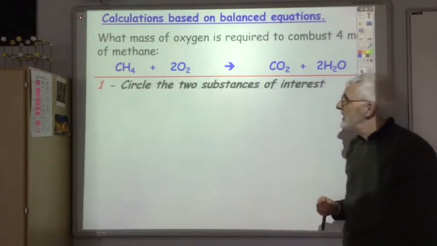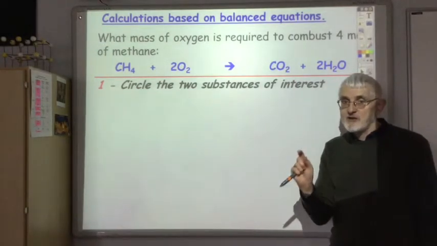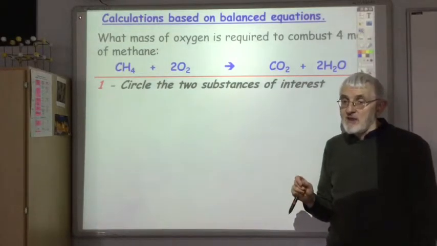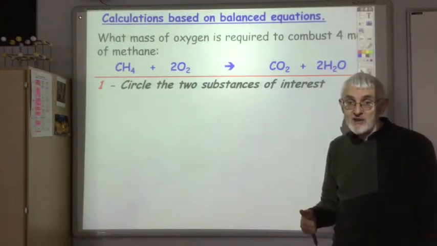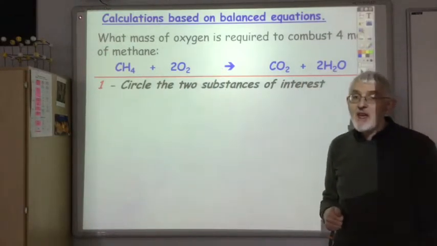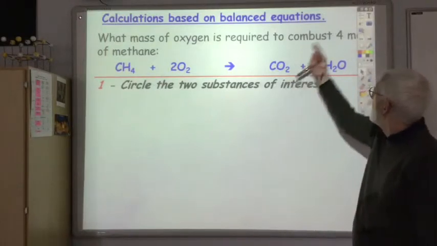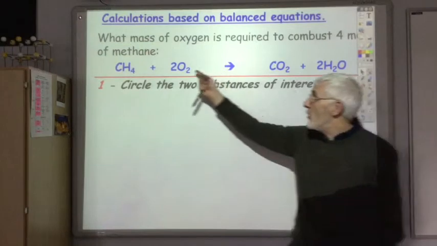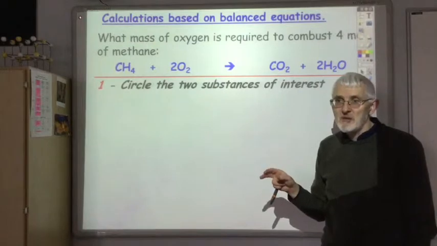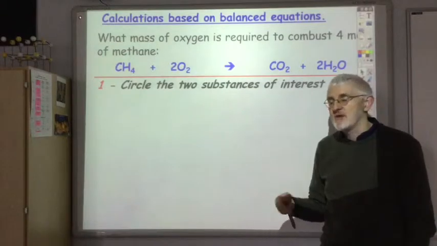So the first thing we do, no matter how many substances are in the equation, we are just going to narrow down the question to 2. So we're going to circle the 2 substances of interest. They'll be the substance we're asked to calculate something about. So what mass of oxygen, so oxygen, and the substance we're told something about numerically. So 4 moles of methane. So here, oxygen and methane would be the 2 things of interest. Sometimes you might also mention some of the other substances but give you no information about them, so you can just ignore those ones.